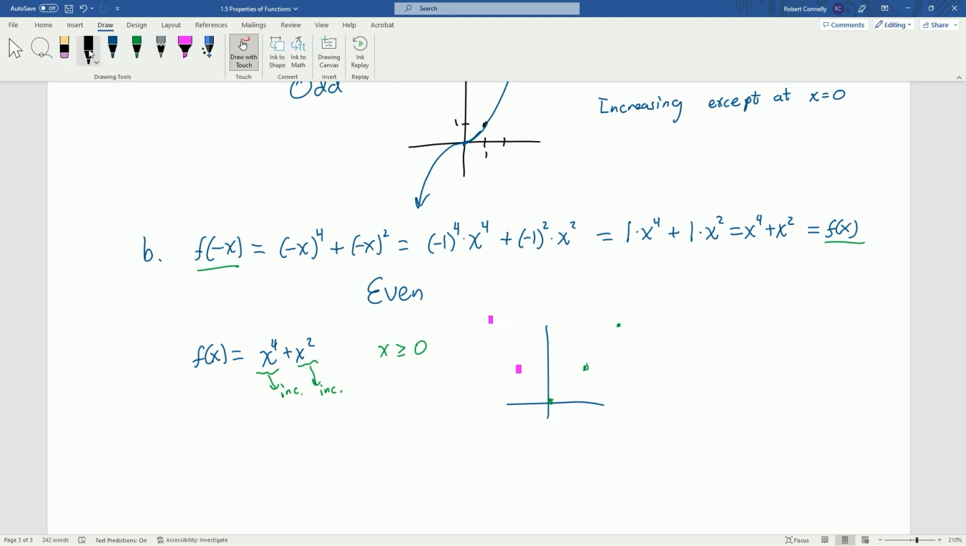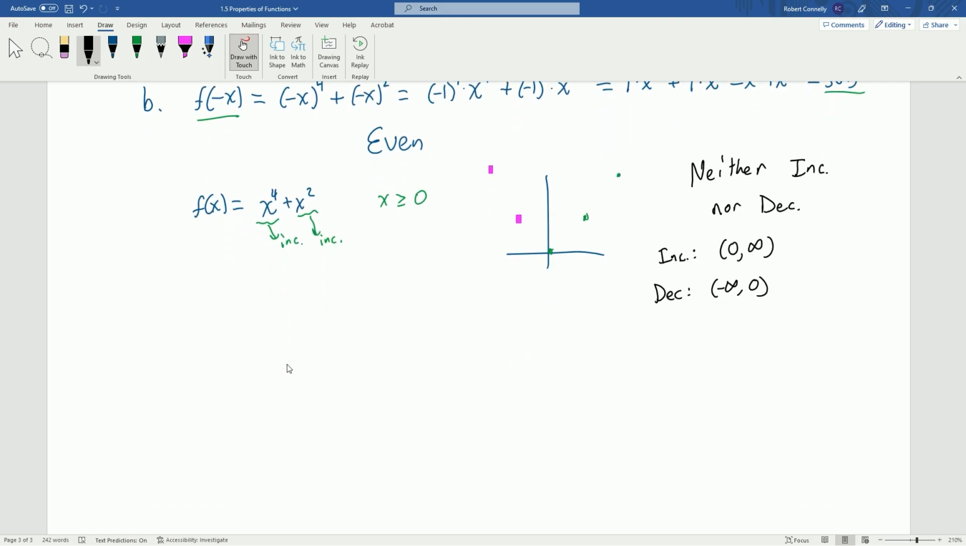So in terms of over the whole domain, this one is neither increasing nor decreasing. Or you might say it's increasing from 0 to infinity and decreasing from negative infinity to 0. Depends on how specific you want to get. If I asked you, is the function strictly increasing or strictly decreasing, you would say neither. If I said, where is the function increasing, you'd say from 0 to infinity. If I said, where is it decreasing, you would say negative infinity to 0.